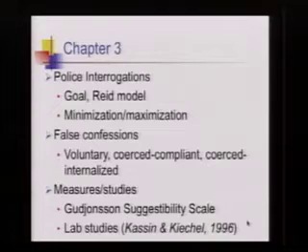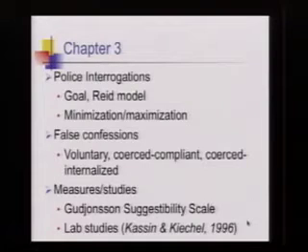Remember I talked about the Michael Crowe case, and the Marty Tankleff case, and the Central Park Five, the teenagers? All of those were coerced compliant confessions.